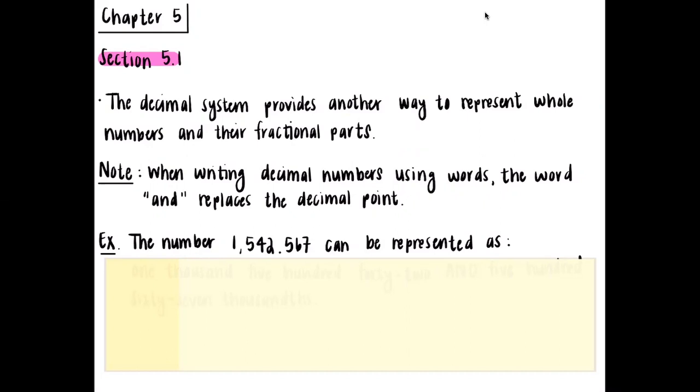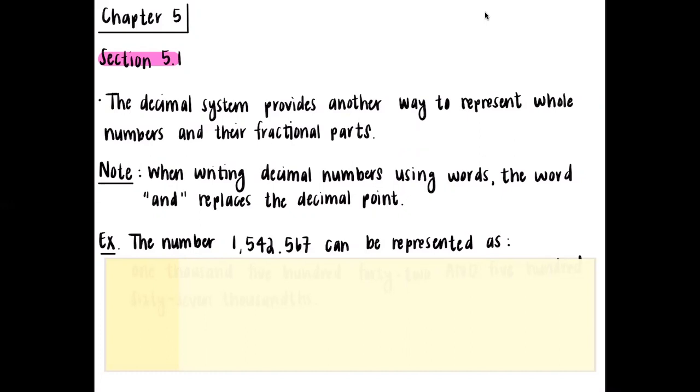So let's go ahead and build a foundation. And of course, just like with the previous chapters, we're going to build some foundation, learn some stuff about decimals, and then also talk about how we work with the 4 operations.